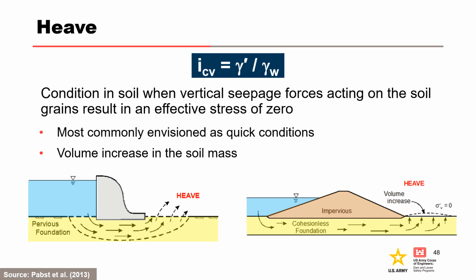First, some terms need to be defined. For vertical exit conditions, heave is a condition when the saturated sand specimen, subject to upward seepage, suddenly decreases in density and increases in permeability. The vertical hydraulic gradient at this condition is referred to as a critical gradient and describes the gradient resulting in zero effective stress, more commonly envisioned as quick conditions.